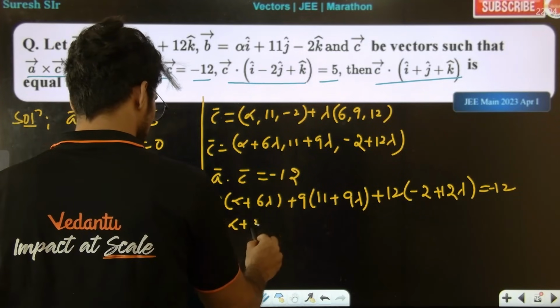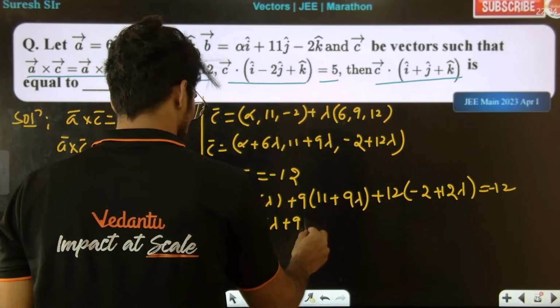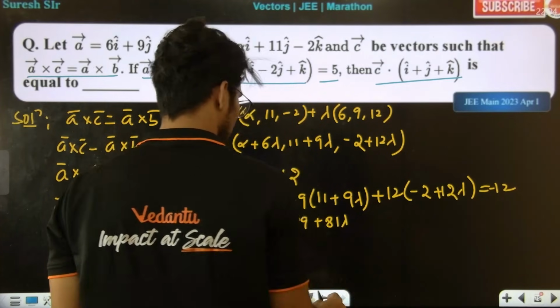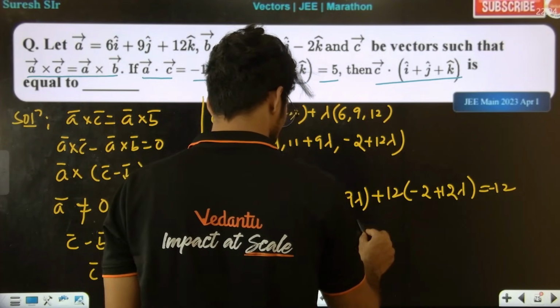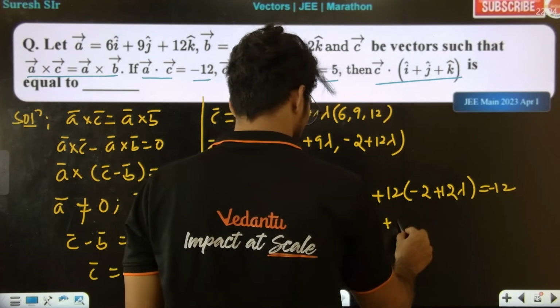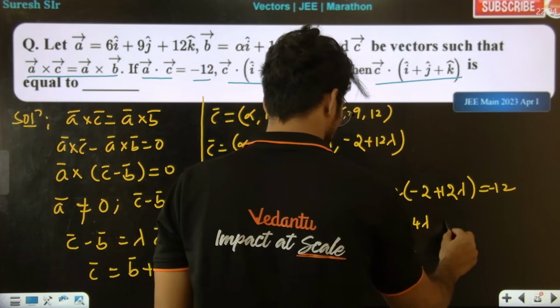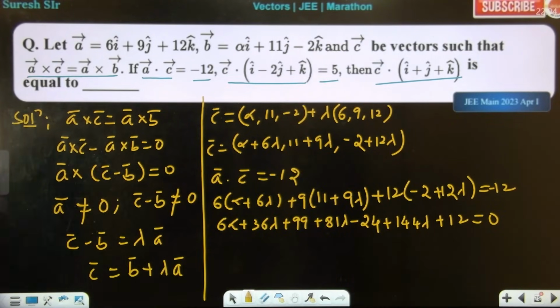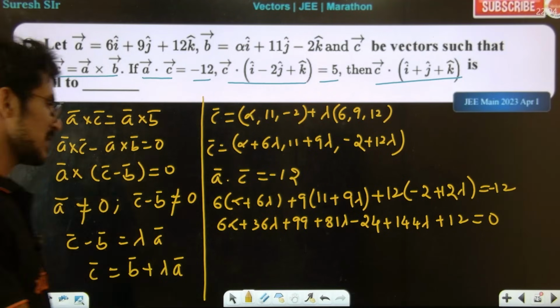6 alpha plus 36 lambda plus 99 plus 81 lambda minus 24 plus 144 lambda plus 12 is equal to 0. You tell me, guys. Now what is the equation am I going to get here? So what is the equation am I going to get? So let us keep this as one equation.